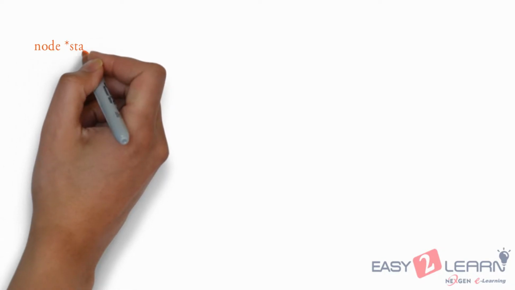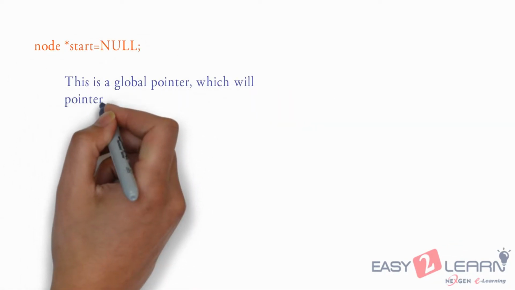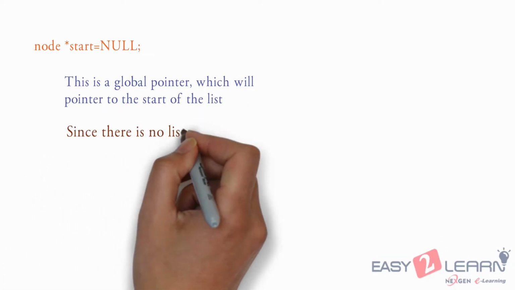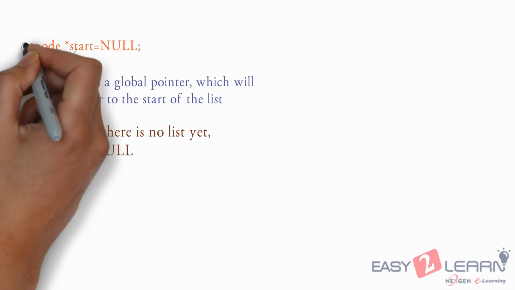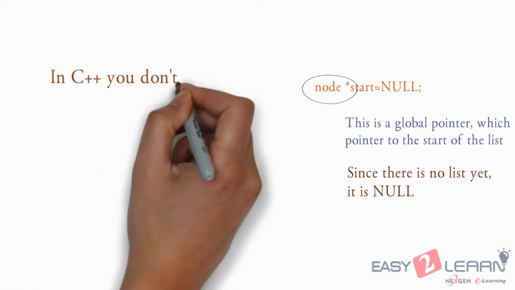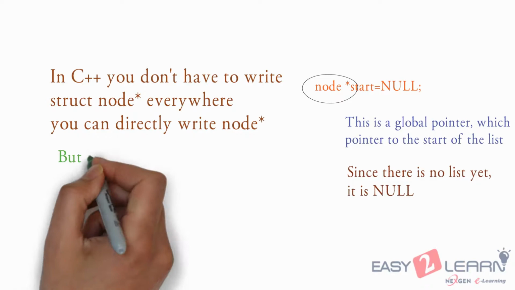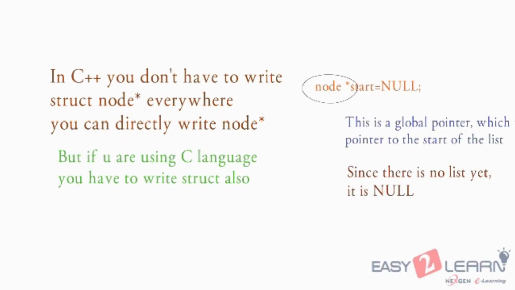Now look at this. This is simply a global pointer which will point to the start of the list. Since there is no list yet, it is assigned to null. In C++, you don't have to write struct node asterisk everywhere. You can directly write node asterisk. But if you are using C language, you have to write struct also everywhere you use it.